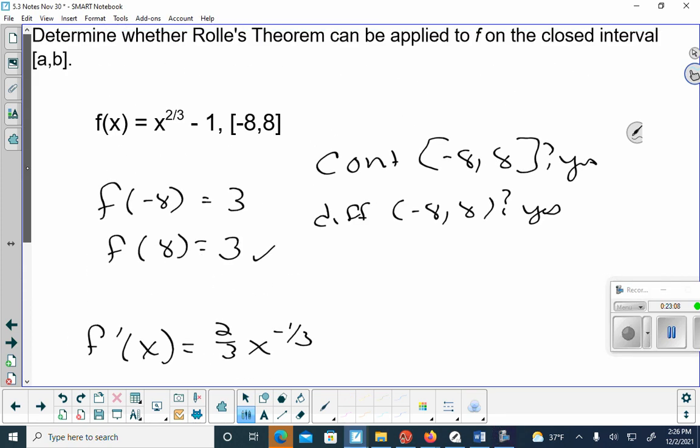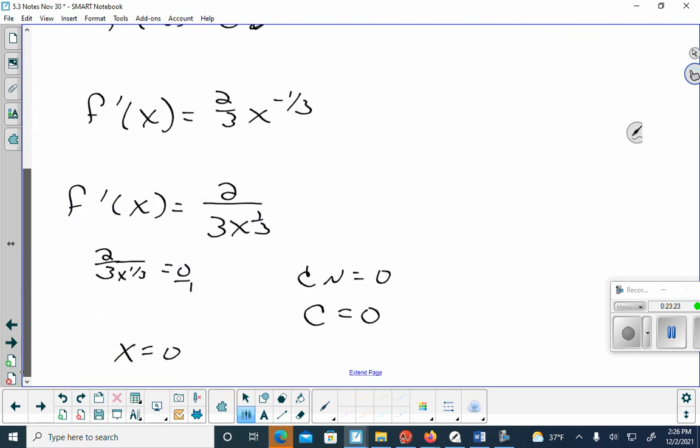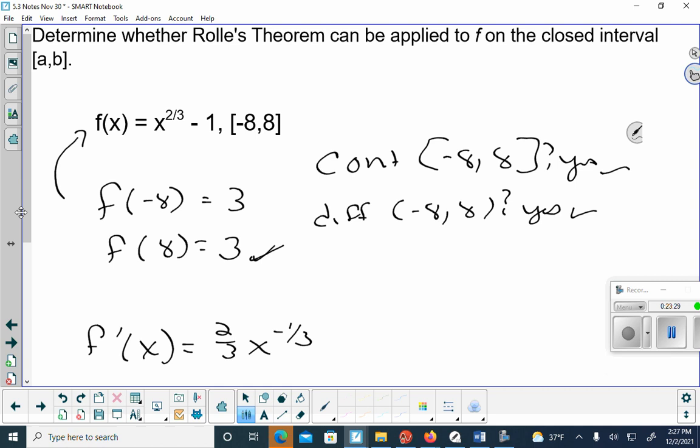Okay, this one we asked ourselves, is it continuous on the closed interval? And we said yes. Is it differentiable? We said yes. Then we put -8 and 8 back into this original equation. We got the same value. So that tells me I can do Rolle's theorem. I take the derivative. I set the derivative equal to 0, and I get x is equal to 0. So that's going to be my critical number, my c value when the derivative is equal to 0. And that 0 is in the interval -8 to 8, so it works.